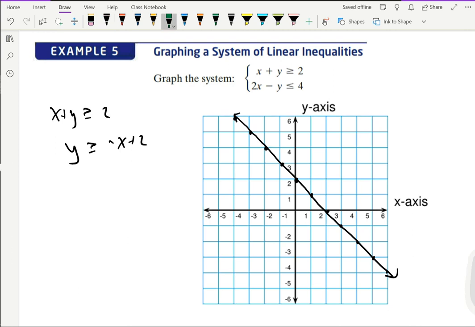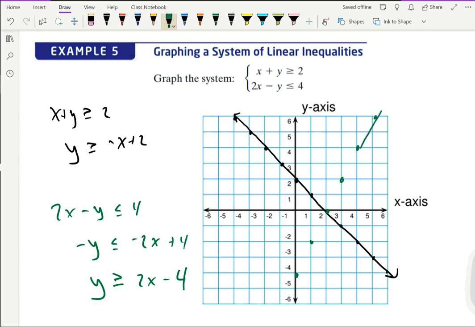Now, let's go ahead and I'll get just a different color here. 2x minus y is less than or equal to 4. Let's solve this for y. So we'll subtract 2x, and then I'll divide by negative, so it's going to flip everything. Make sure it looks like 4, not a y. That means it's going to start at -4, and my slope is 2. So up 2 over 1, up 2 over 1, 2 over 1. And because this is also an or equal to, I'm going to make this a solid line.